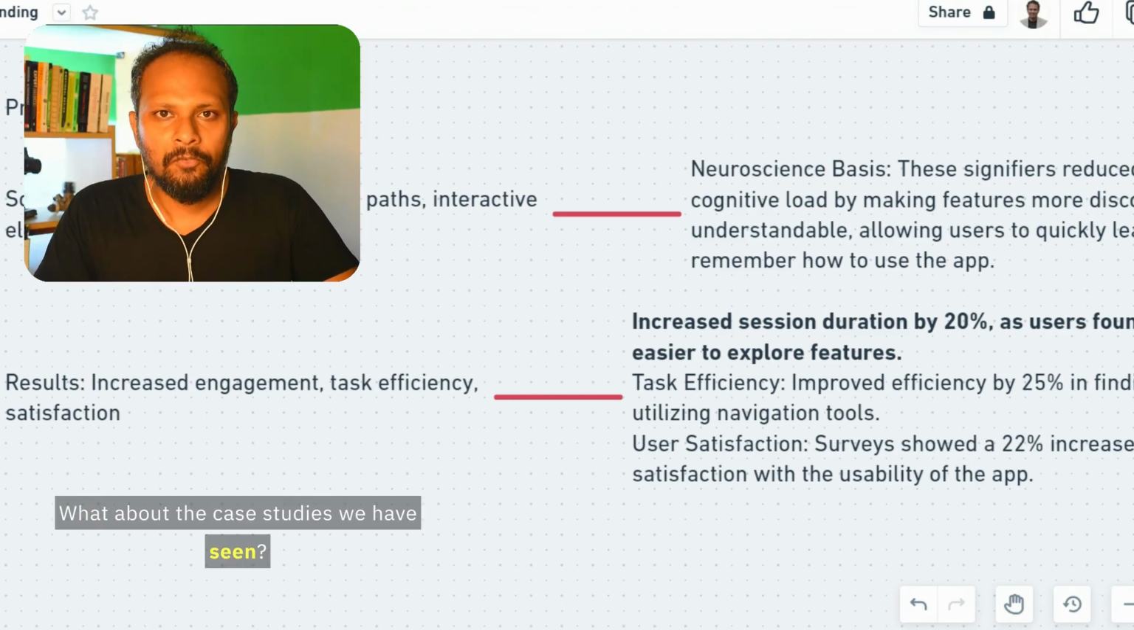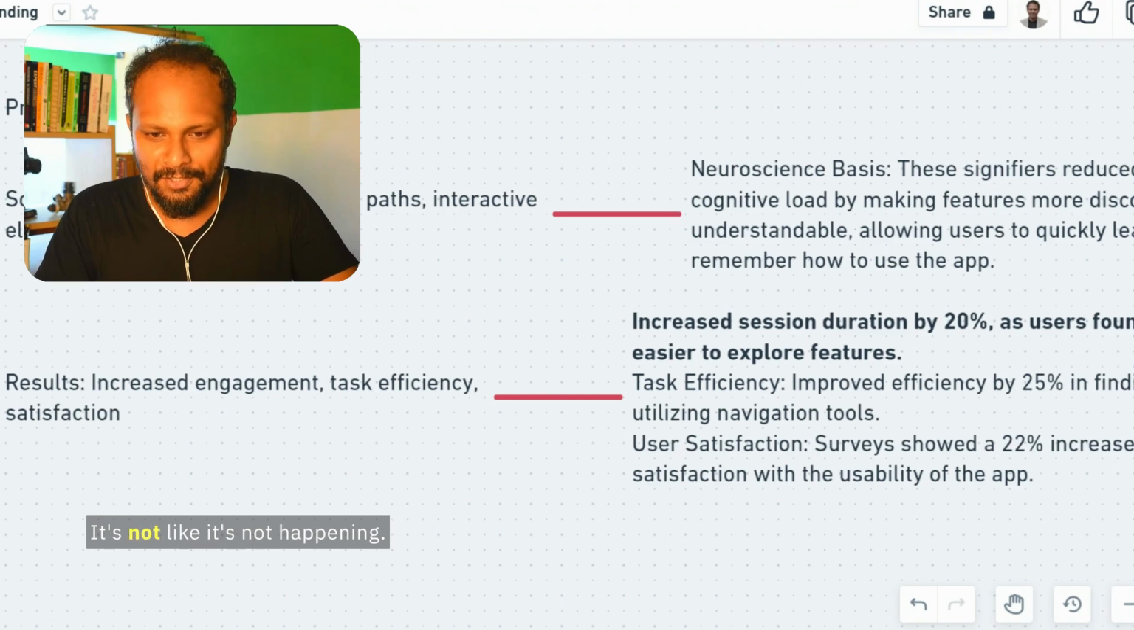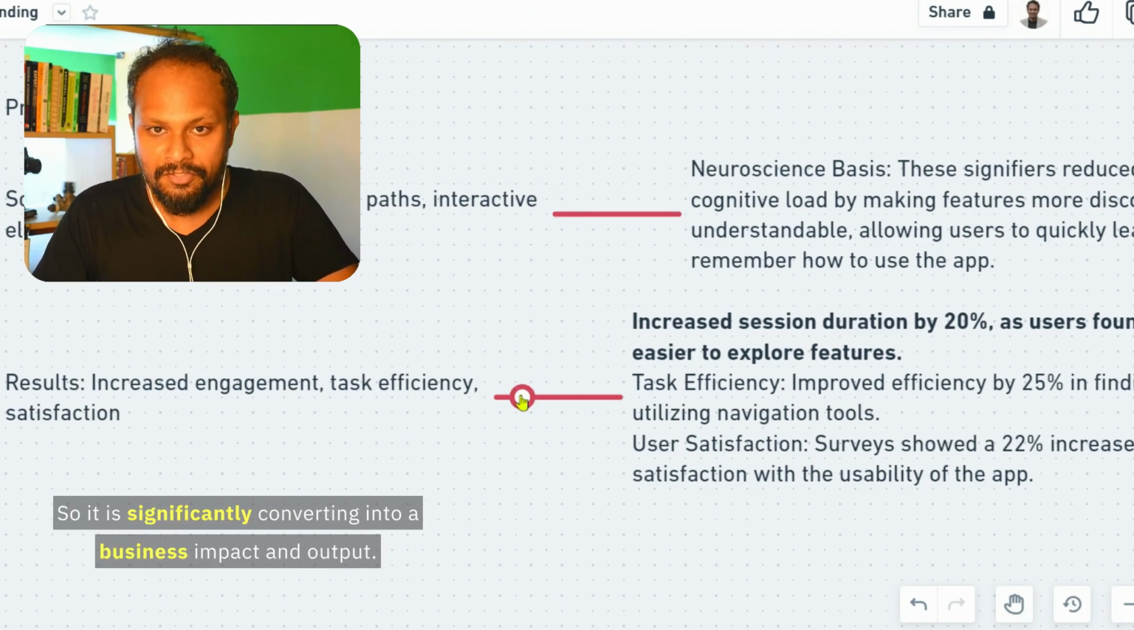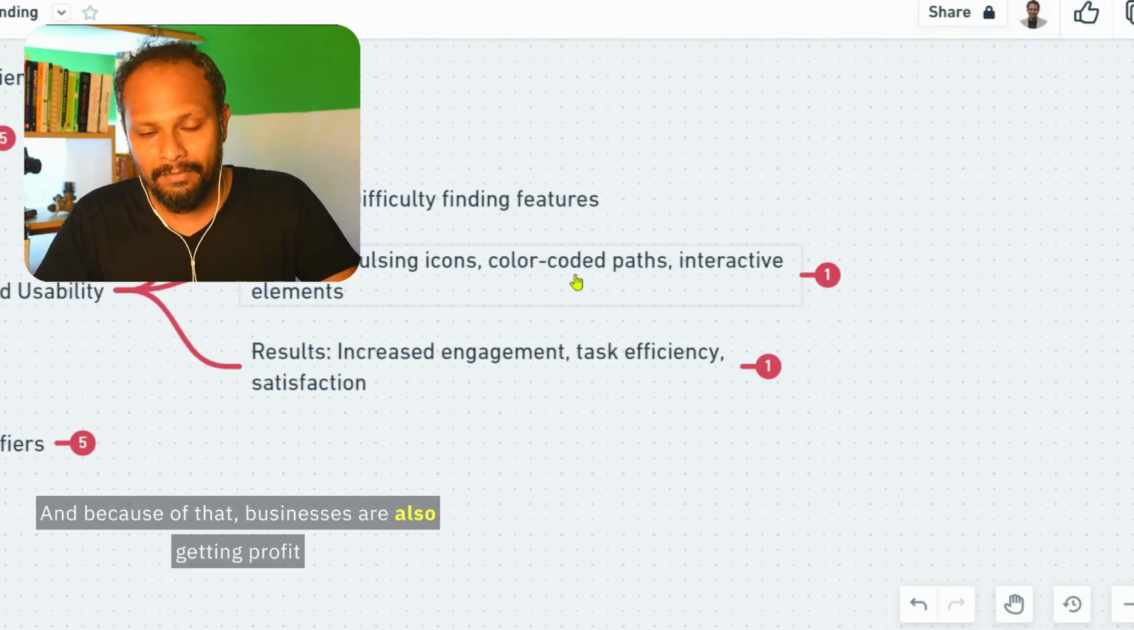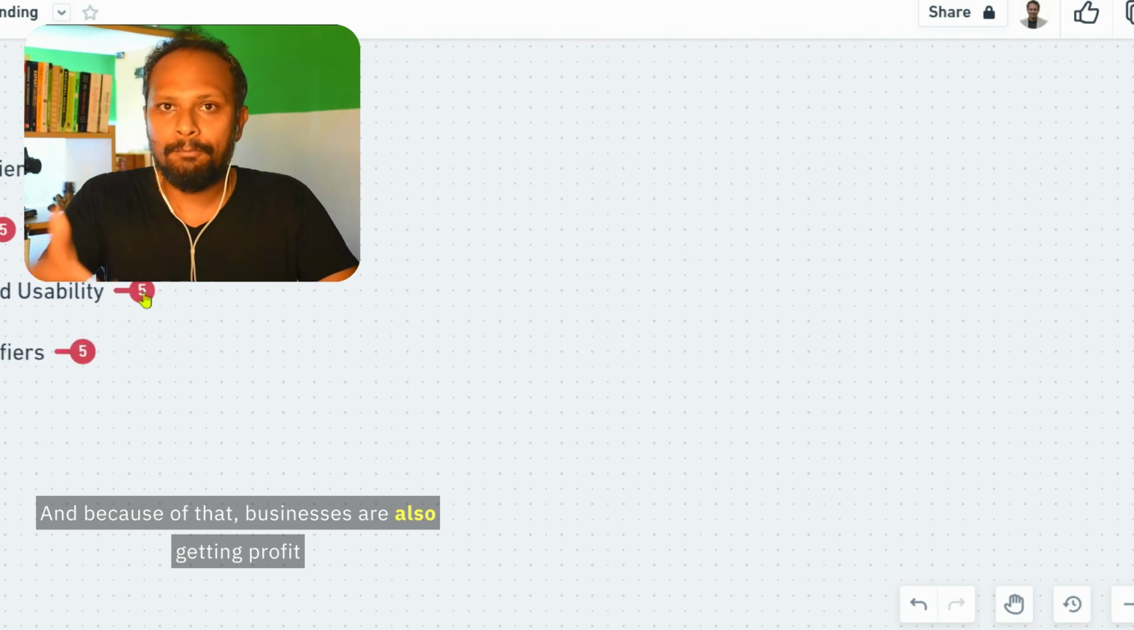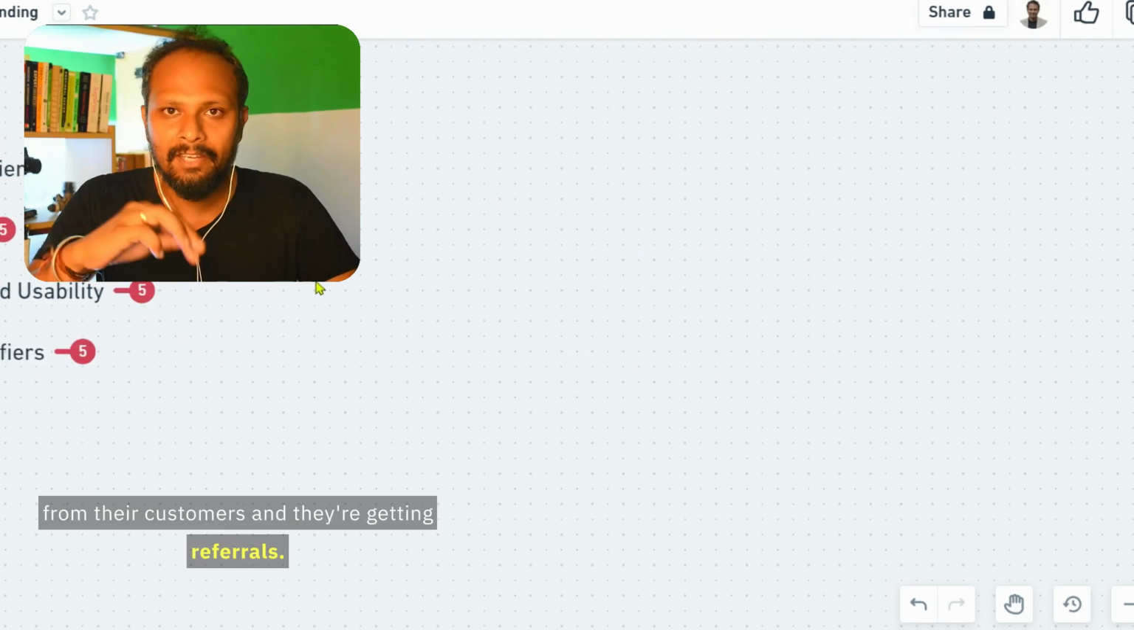Whatever case studies we have seen, it's all happening in the industry. It's not like it's not happening. So it is significantly converting into business impact and output. Because of that, businesses are also getting profit from their customers, and they're getting referrals and resales. And the product and brand grow because of this user experience factor.